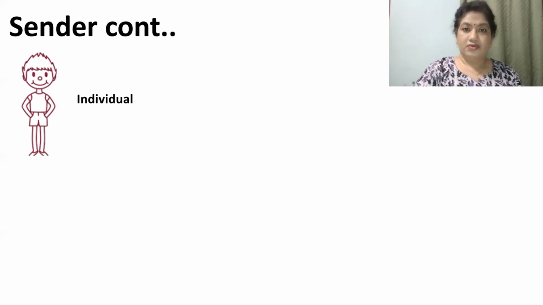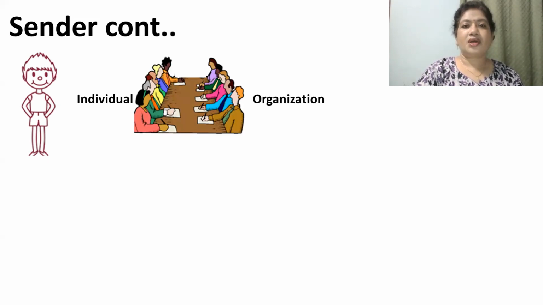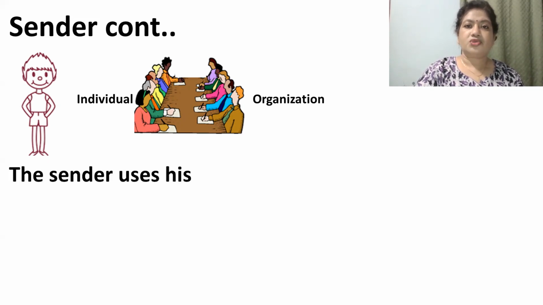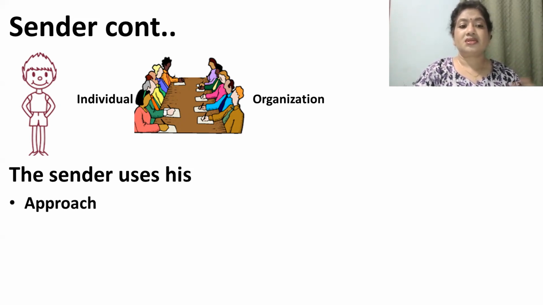A sender can be an individual, one person, and a sender can be an organization. Suppose anything comes from your college, it is an organization. Anything comes from your job, that is your organization. So sender can be an individual or organization. Now, a sender, when he sends the message, he uses his approach. How? Negative, positive, whatever the approach is, whatever the attitude is.